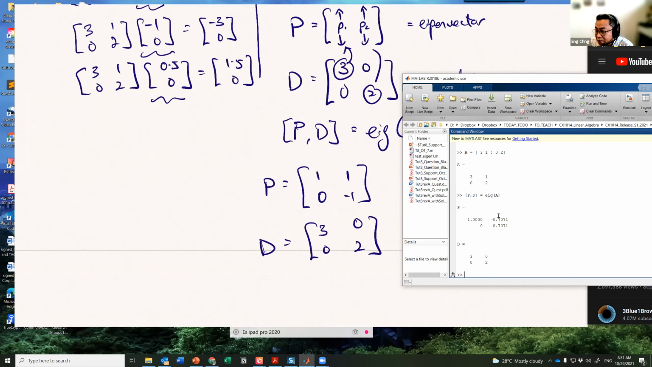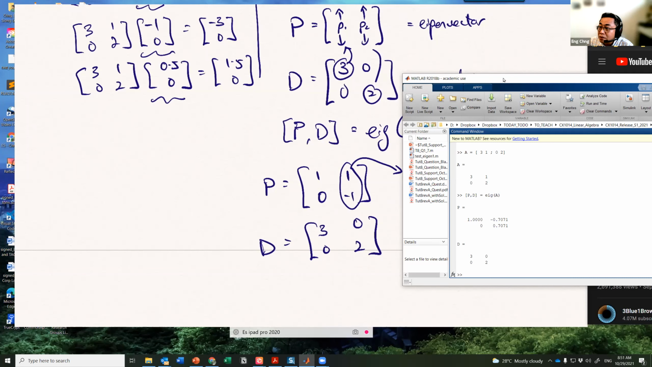This guy is minus 0.71. So actually, what he did was that he gave me minus 1 over root 2 plus 1 over root 2. Actually, it is a vector of unit length pointing to the opposite direction. D, I get it correct.